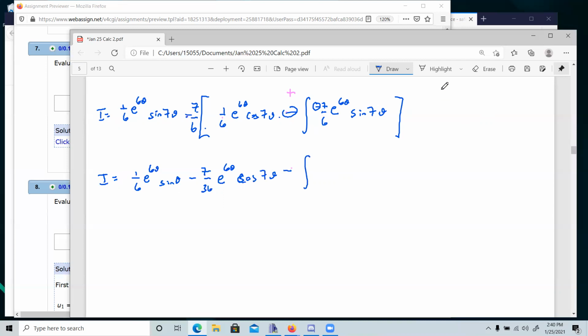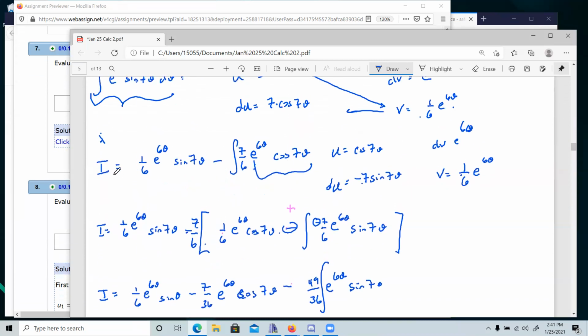Minus 49/36, right? Because that's what this is. Integral, here we go, integral e to the 6 theta sine 7 theta. And at this point, you will rightly say to yourself, wow, this looks like it's going to go on forever. There's no way out, but there's a way out.